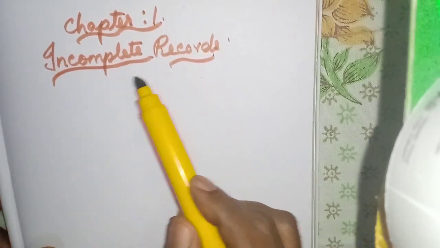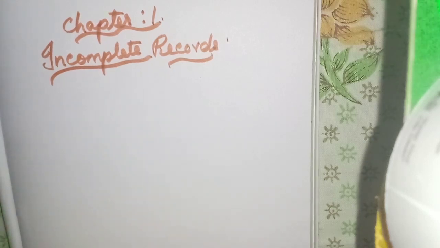The first lesson is incomplete records. In this accountancy, we have a total of 10 lessons. These 10 lessons are very easy if we compare them with the 11th portion. There we had around 14 chapters, isn't it? But here we have only 10 chapters. There the chapters were bigger and smaller; here almost everything is equal, but very easy. If you listen and understand, it will be very easy for you.